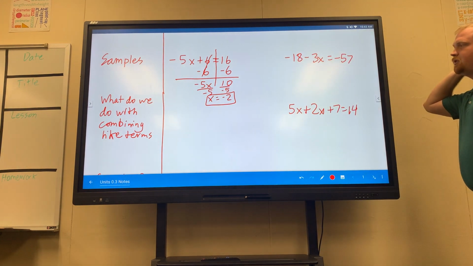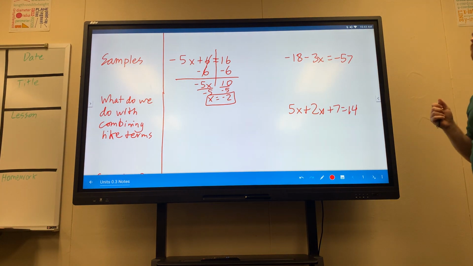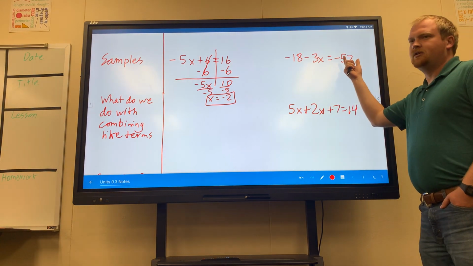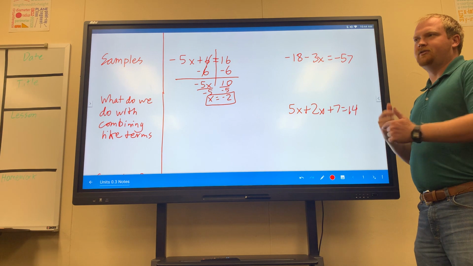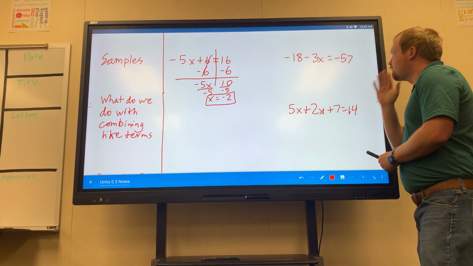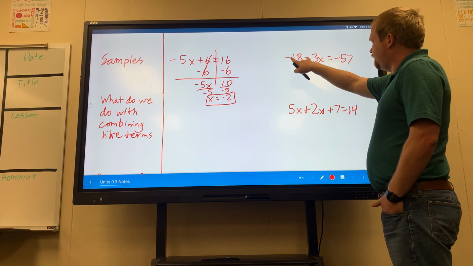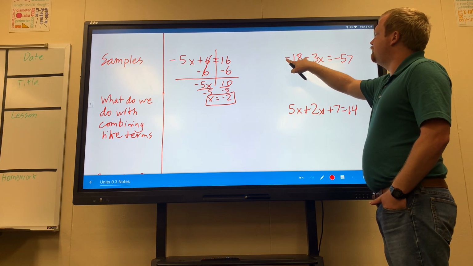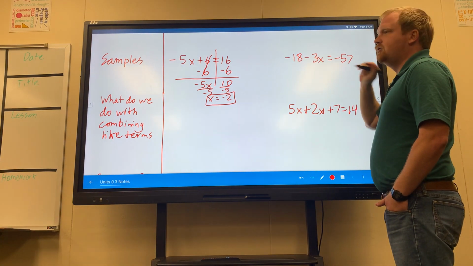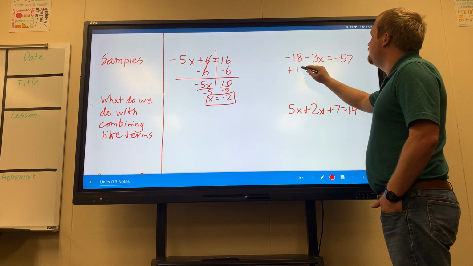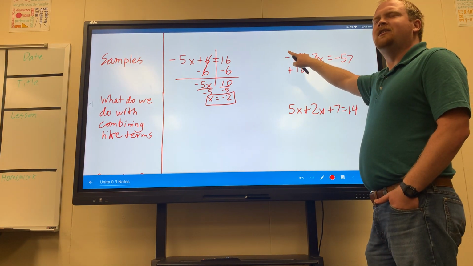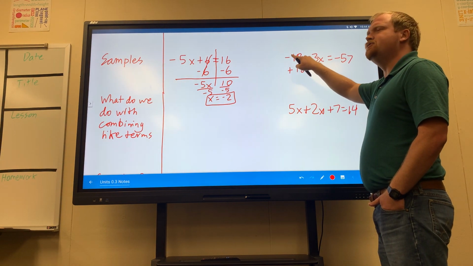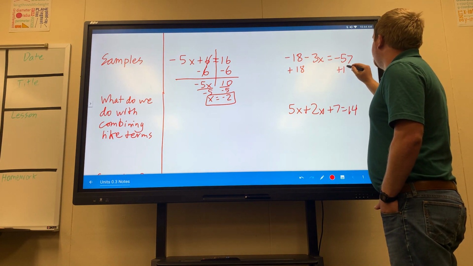Now let's look at this. Negative 18 minus 3x equals negative 57. Now we are getting a little bit of a bigger number, but again, the number of steps are still the same. It's still going to take me 2 steps. So first off, since I got a negative 3x, I want to leave the x by itself. So I want to move this negative 18. Now, I'm going to add 18, and even though it's a negative 18 up in front, I can still move this by adding it. So I add 18 to both sides.